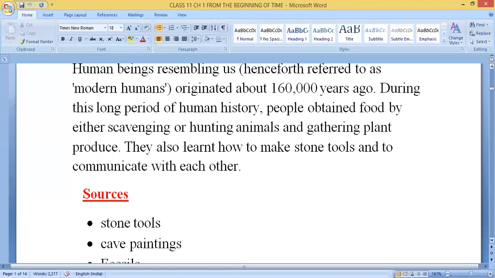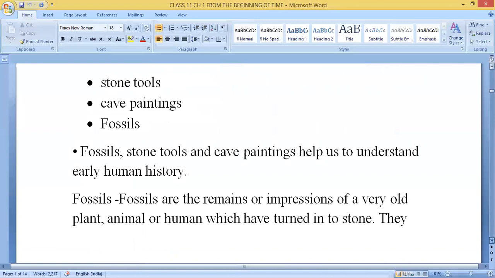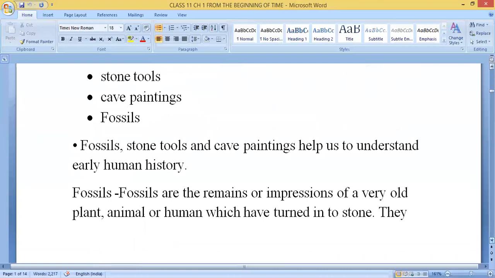So, first of all, let's start with the different sources that basically throw light on this chapter, From the Beginning of Time. We have three sources here, children, as you can see on the screen also: stone tools, cave paintings, and fossils. Fossils, stone tools, and cave paintings all help us to understand early human history.